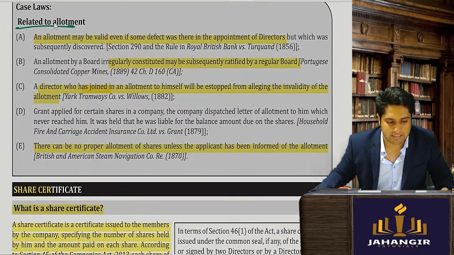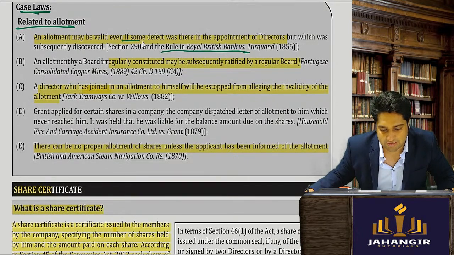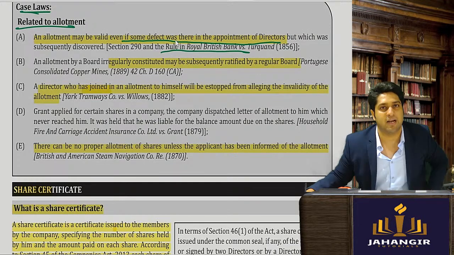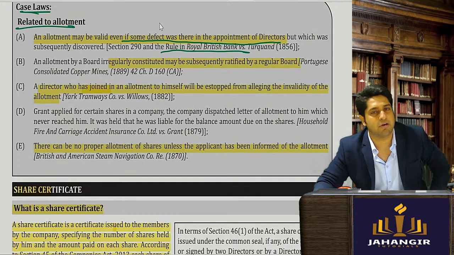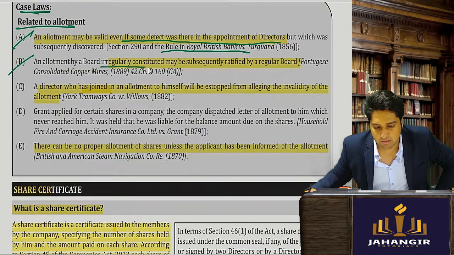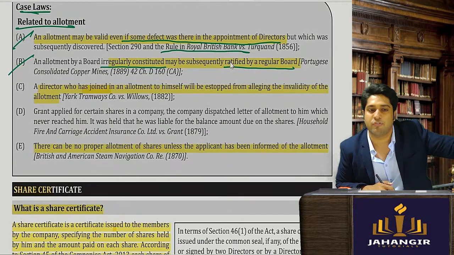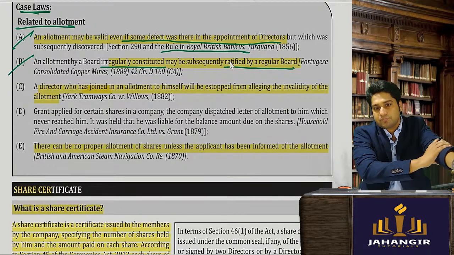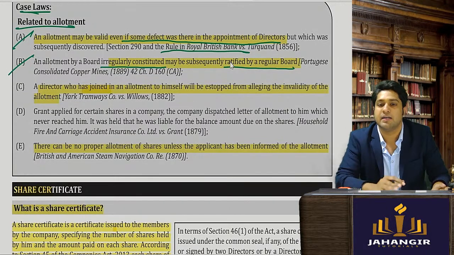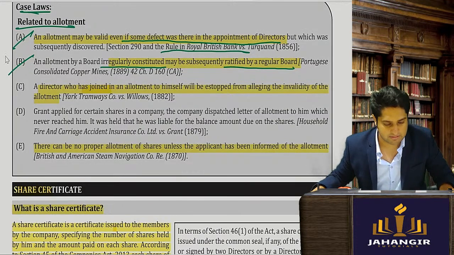Now these are all general case laws: in Royal British Bank, allotment shall be valid even if there is some defect in the appointment of the director. So for example, the proper agreement was not done, but still allotment will be valid. Allotment by a board irregularly constituted may subsequently be ratified by a regular board. So if some of the board of directors have allotted the securities and it was not done properly, later the board of directors can regularize or make good the defects.